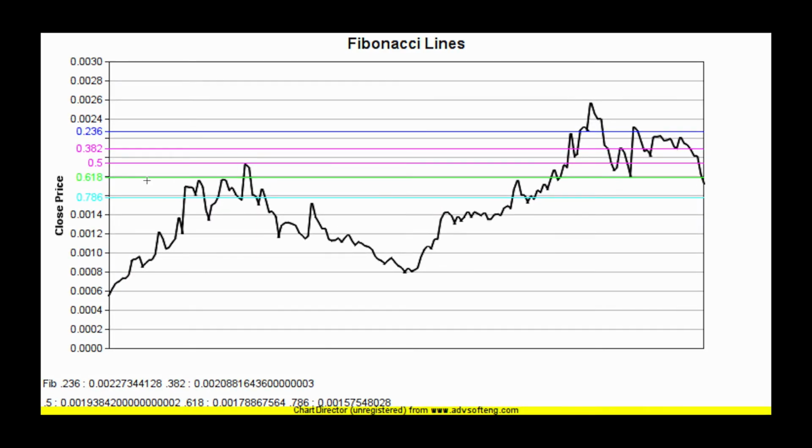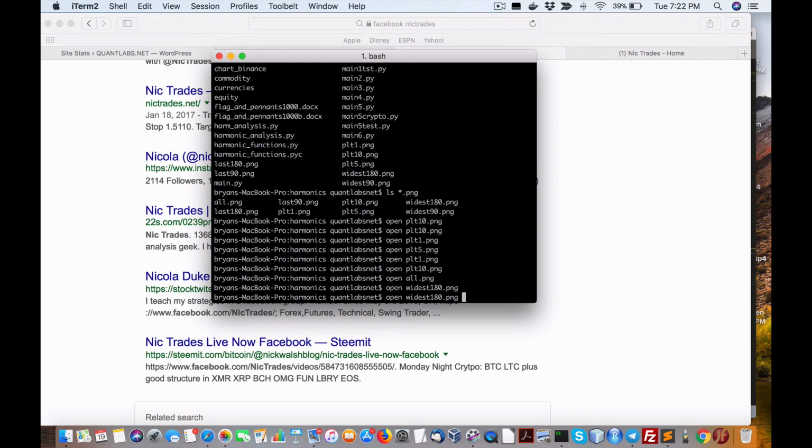So what I've done now is draw a new set of Fibonacci retracement levels to determine what's going on from this point, finding the maximum and minimum. So it could be from this point to this point, and then from here to here we draw out our Fibonacci levels. That could be one way of doing it, and another way is, let me just show you the last 180.